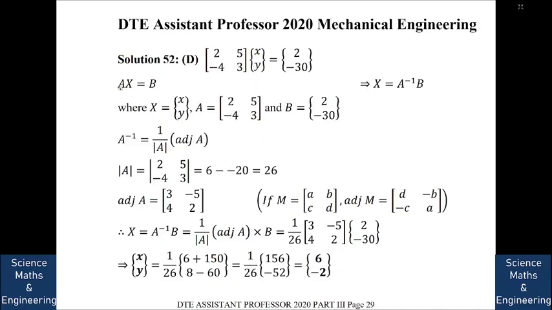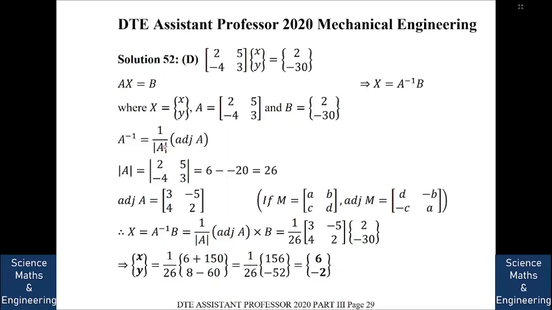So how we can do? This is Ax equal to B, which implies that X would be equal to A inverse B. Now X is here [x; y], A is [2, 5; -4, 3], and B is [2; -30]. So A inverse is what? 1 by the determinant of A into adjoint of A. Determinant of A is, we cross multiply, 2 into 3 minus of minus 4 into 5, so we get 6 plus 20, so it is 26.